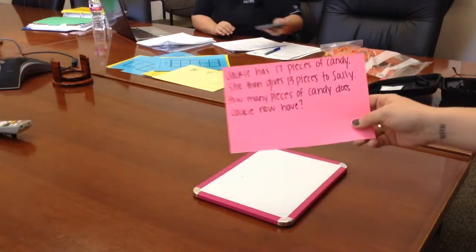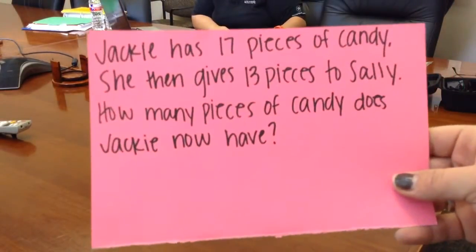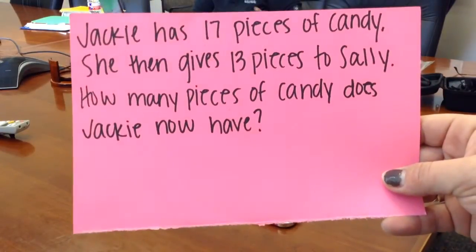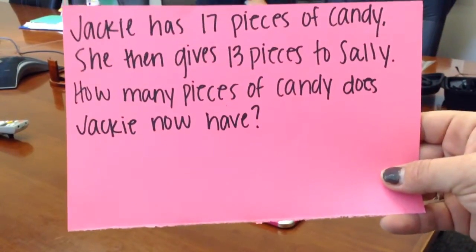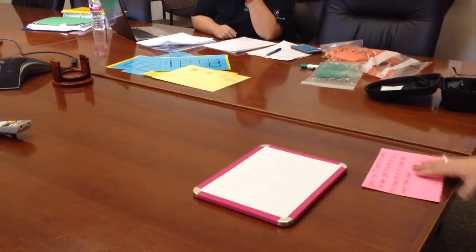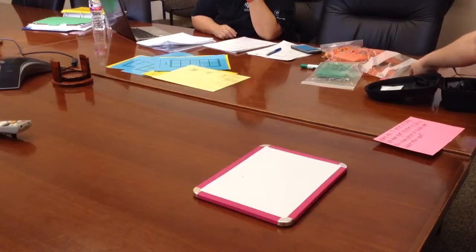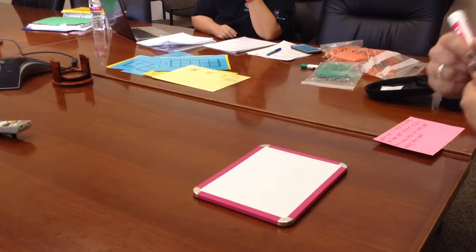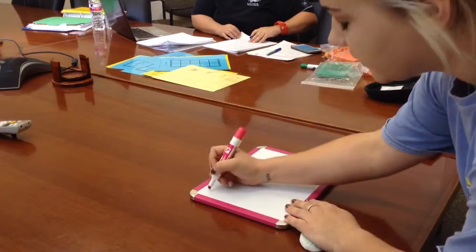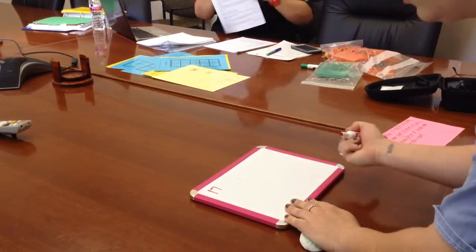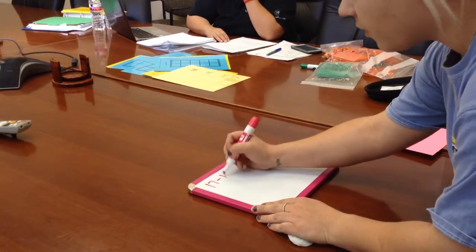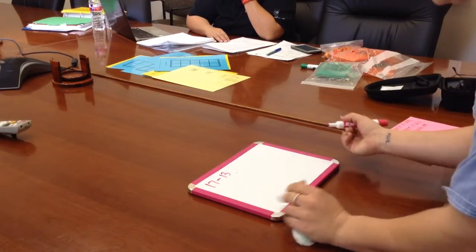We're going to be working with this word problem. It says, Jackie has 17 pieces of candy. She then gives 13 pieces to Sally. How many pieces of candy does Jackie now have? Since she's giving away candy, we're going to be working with subtraction. To show this, we're going to use a set model and a down over 10 approach. So we're going to write 17, because this is the total number of pieces of candy Jackie has, and she's going to be giving 13 away. So we write minus 13.